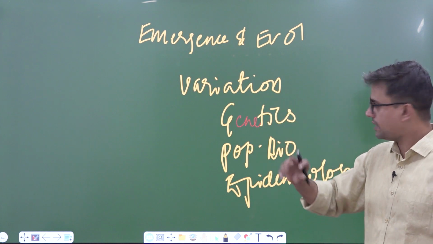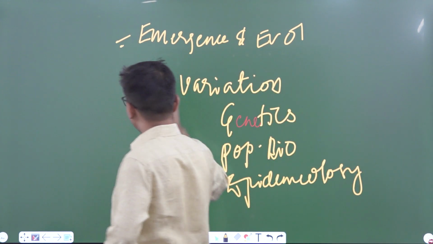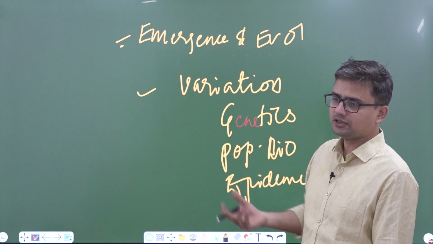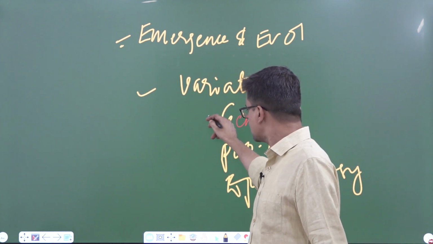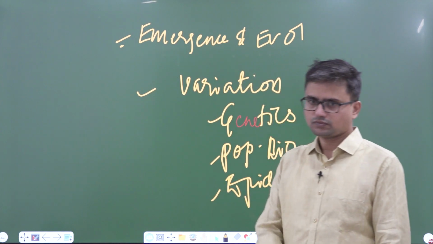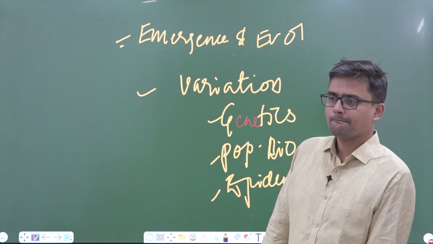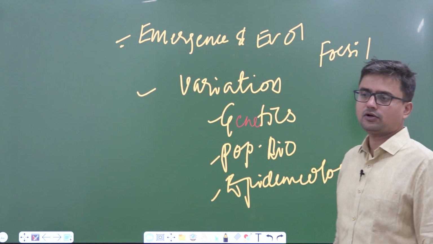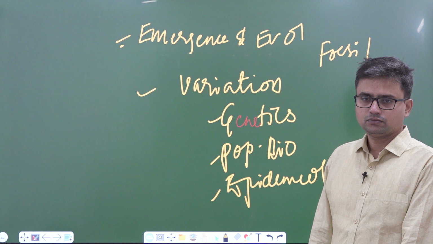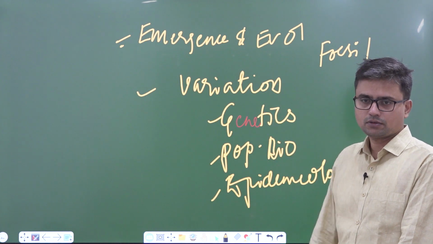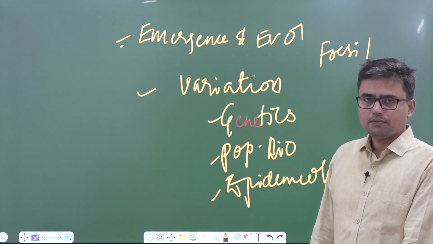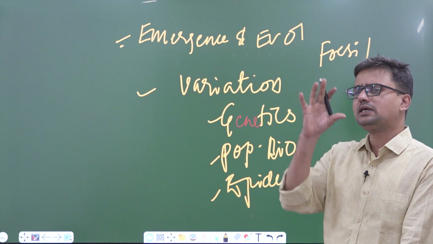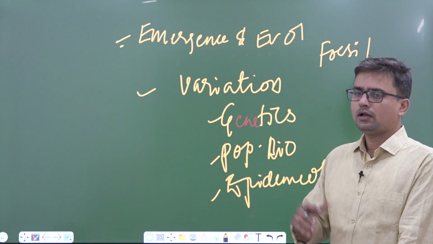If you prepare a skeleton: emergence and evolution, variation, and for understanding emergence and variation, it will be using the understanding of different disciplines. Here we use paleology or fossil studies or the paleontology. This is the structure. If you are in a position to at least recollect the skeleton, you can write the answer.